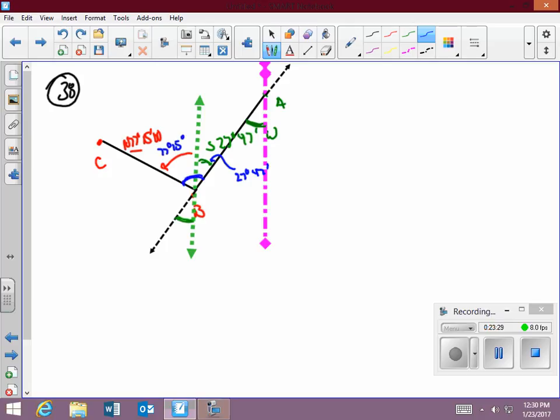And then you would just add them up. Add those two together. 77 degrees, 15 minutes, 27 degrees, 47 minutes. So now you've got 12, 1, 1, is that right? Got it right.